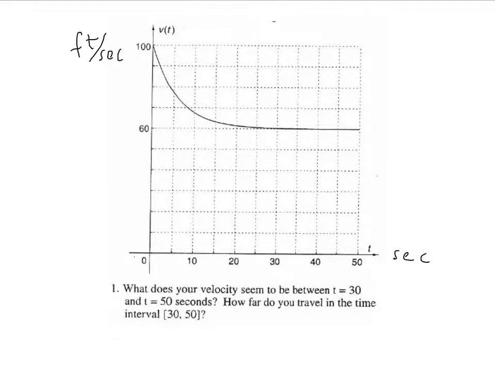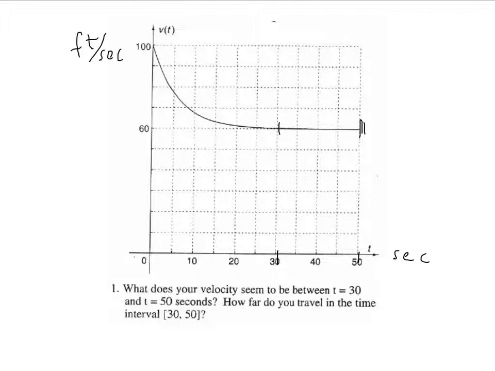Okay, so now with number one, they are asking what does your velocity seem to be between t equals 30 and 50 seconds. So I'm going to mark that here. This is 30, here's 50, and we see on the graph what we have. It looks like our velocity is staying pretty constant there at 60 feet per second. So now the next question asks how far do you travel in the time interval from 30 to 50. So I'm going to let you think about that a little bit, and then you can check your calculation with mine. Why don't you pause right now?